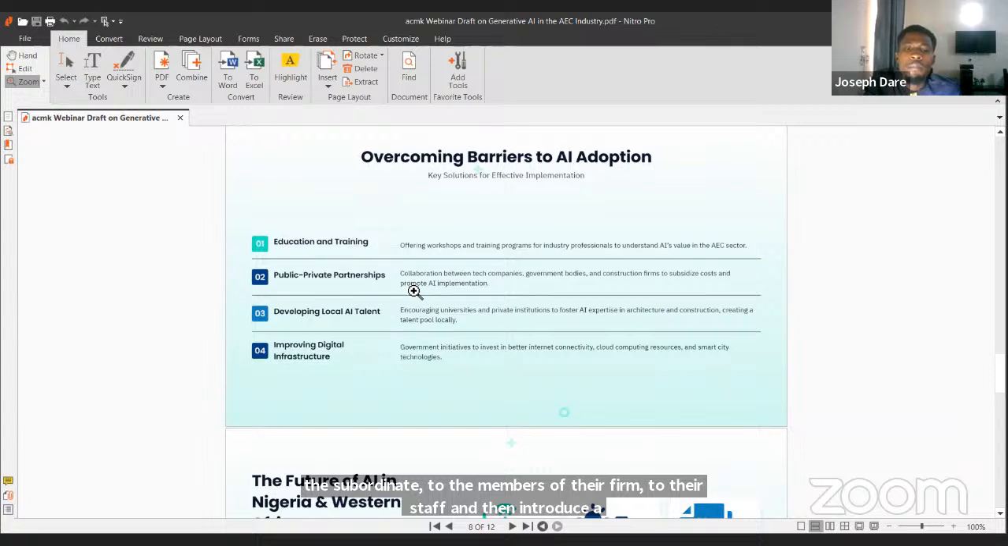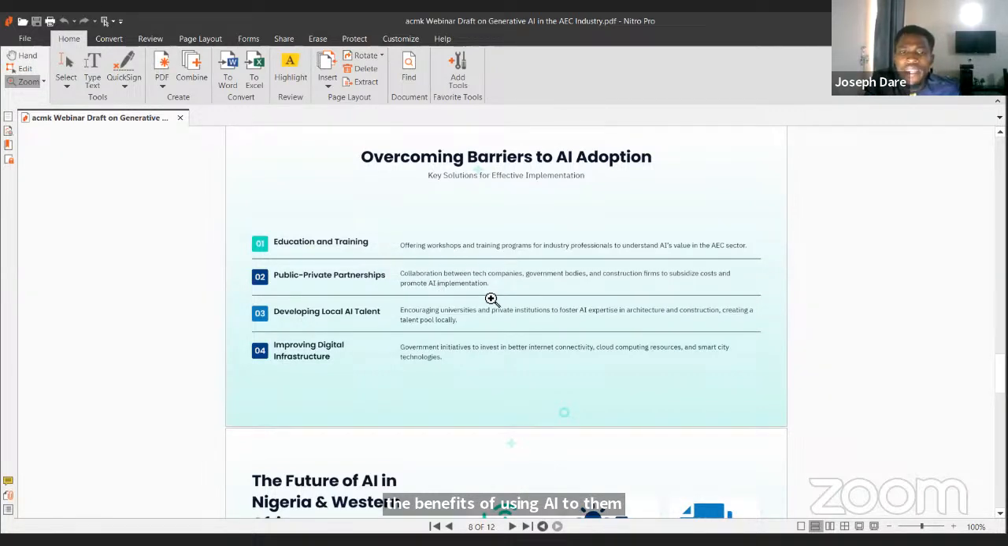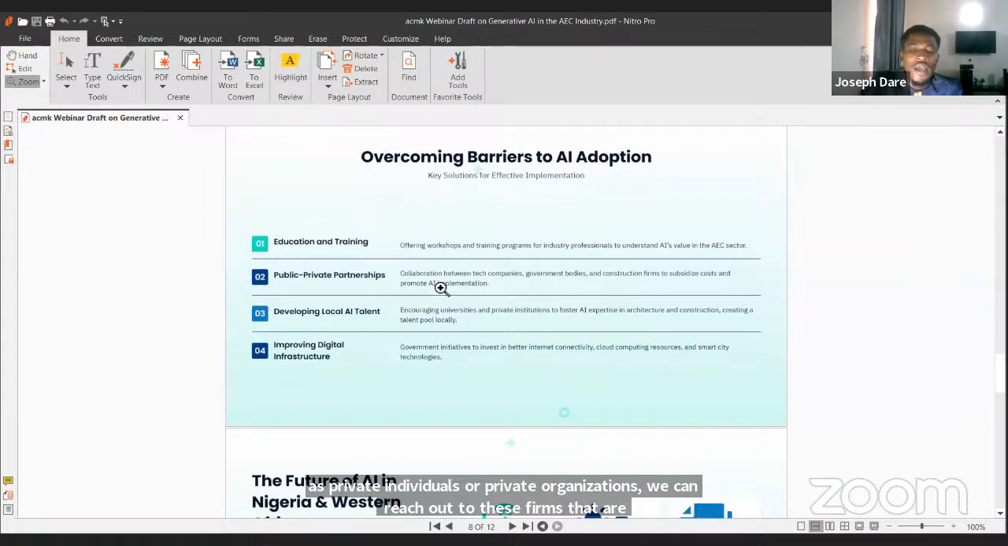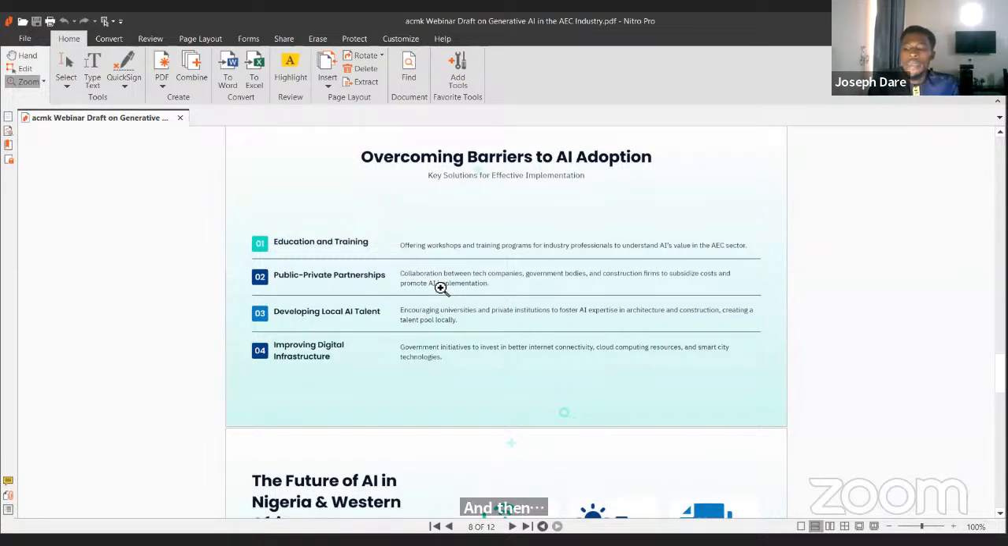There also needs to be public-private partnership. What do I mean by that? Collaboration between tech companies, government bodies, and construction firms to subsidize costs and promote AI implementation. That is, as government, or as private individuals or organizations, we can reach out to these firms in charge of these softwares and suggest, okay, I want to make your software known. How can you subsidize for me? I have 30 people that want to key into these AI softwares.